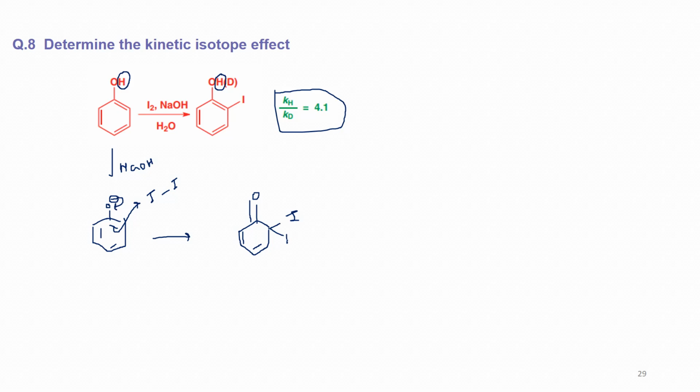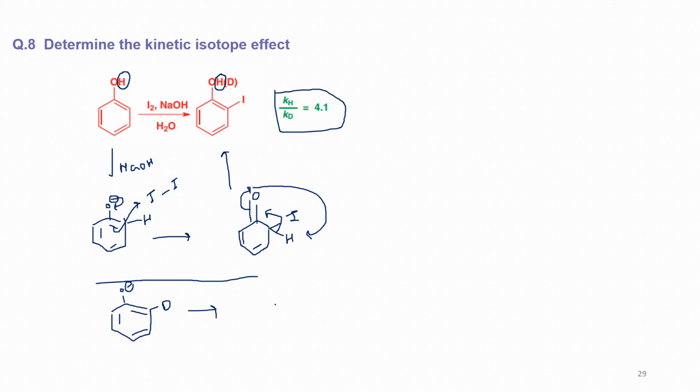What will happen then? Okay, so here you have to determine, suppose now we just replaced this hydrogen atom with a deuterium. And we are getting this intermediate.